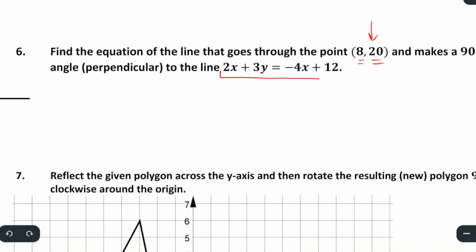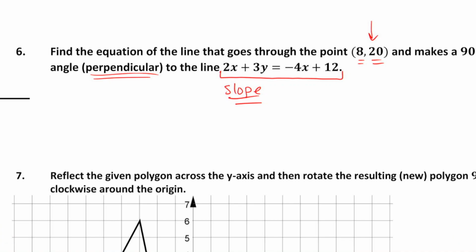Well, I know that there's a relationship between the slopes of lines that are perpendicular to each other. If two lines are perpendicular to each other, their slopes are going to be opposite in sign and reciprocals. So my goal is to first figure out what is the slope of this line, and use that slope and the fact that I want a perpendicular to figure out the slope I need to use.